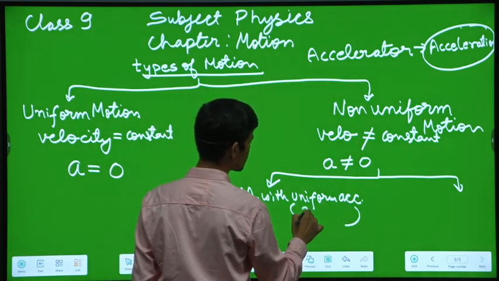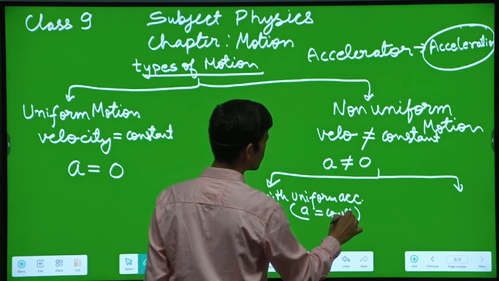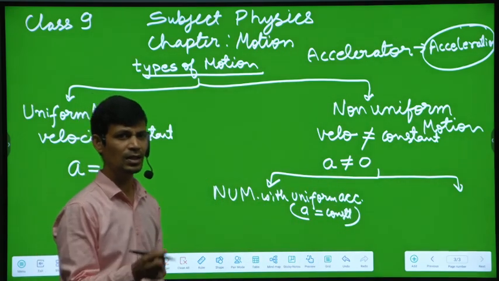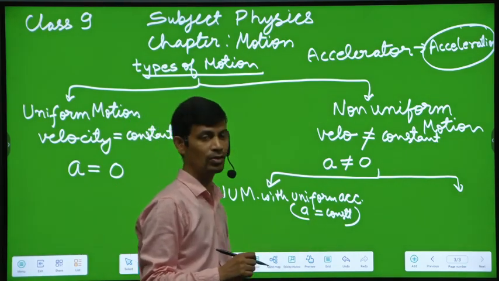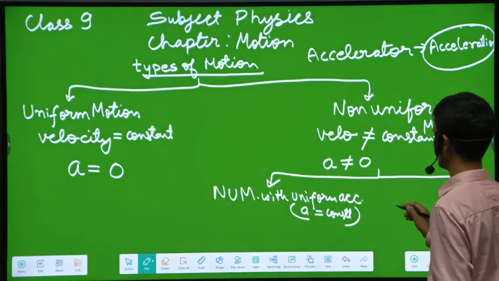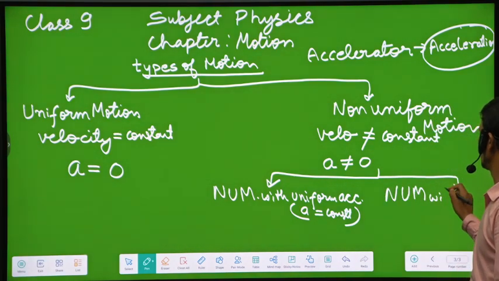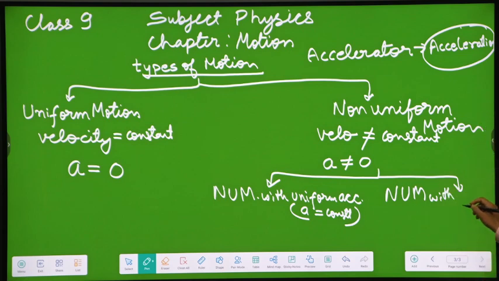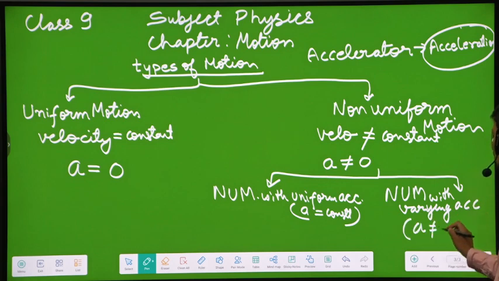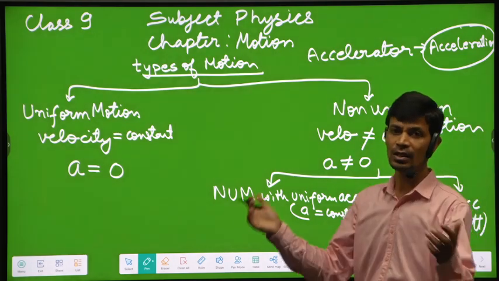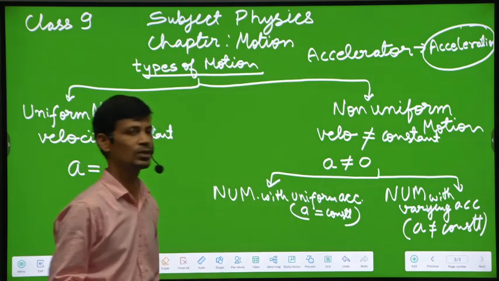Uniform acceleration means acceleration is constant. There is acceleration, there is a cause to change the velocity, but it is constant. It's not changing itself. And non-uniform motion with changing acceleration, varying acceleration, means here acceleration is not constant. It is also changing. Maybe it is fluctuating, maybe it is increasing, but acceleration is not constant.